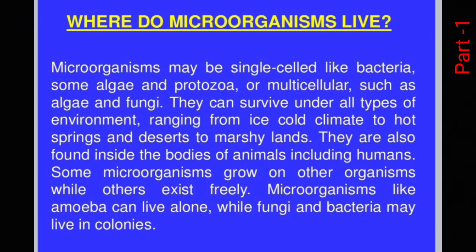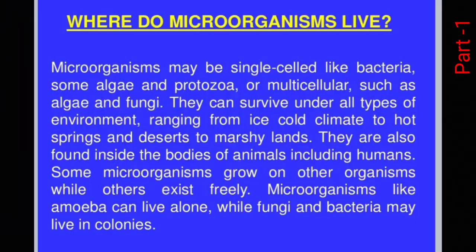So there are some kinds of organisms which can grow on other organisms, such as your parasitic host relationship. And second is where the organisms exist very freely. So microorganisms like amoeba can live alone, while fungi and bacteria live in colonies. They can't live alone, they make groups and they make colonies. So these are some types of habitat of microorganisms and where they live.